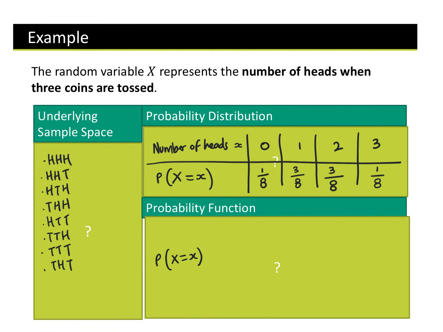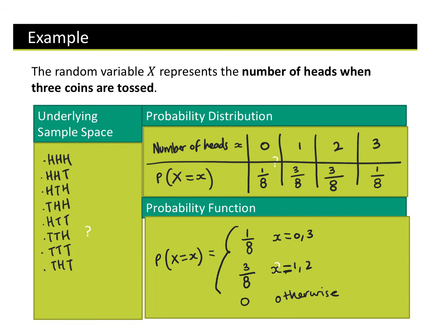The probability of the outcomes equaling x is going to equal 1 over 8 when x equals 0 or 3. It's going to equal 3 over 8 when x equals 1 or 2. Or we're going to put 0 and then write otherwise. Now, in our case, there is no otherwise, because these are the only possible outcomes, but we still have to write otherwise in the formula.